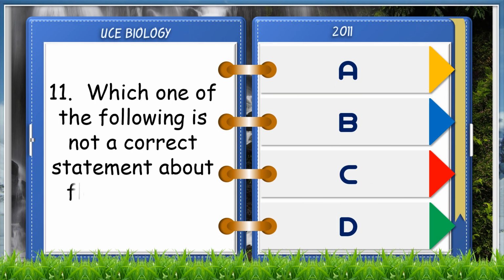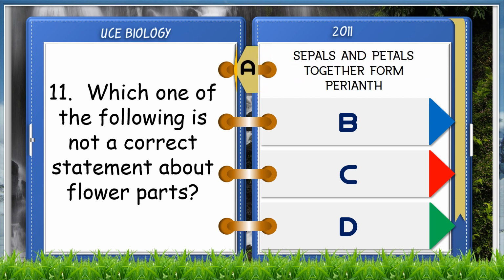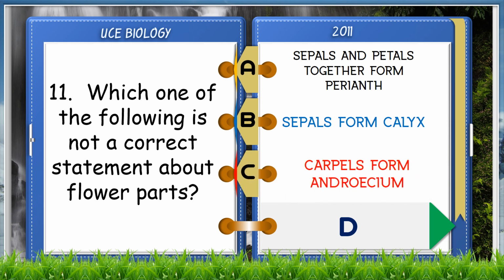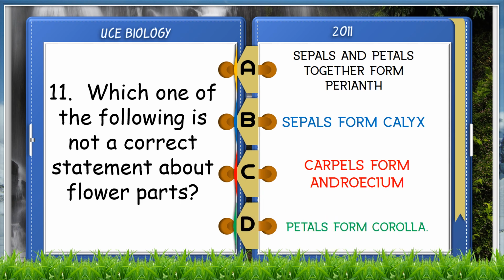Which one of the following is not a correct statement about flower parts? A. Sepals and petals together form perianth. B. Sepals form calyx. C. Carpels form androecium. D. Petals form corolla. The answer is C. Carpels form androecium.